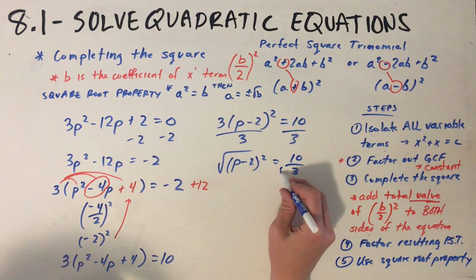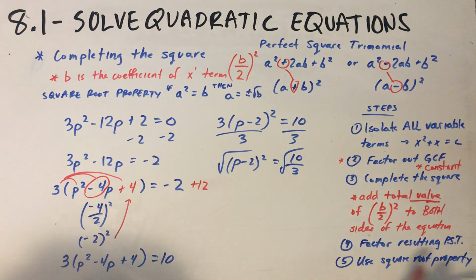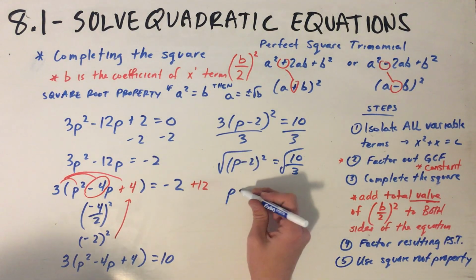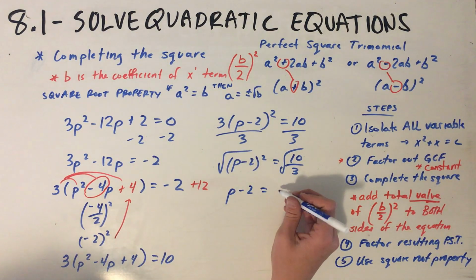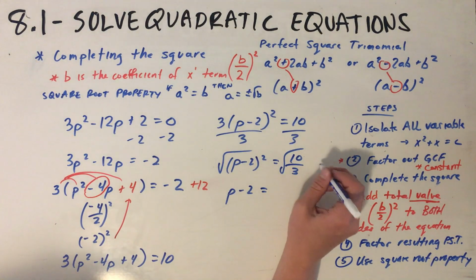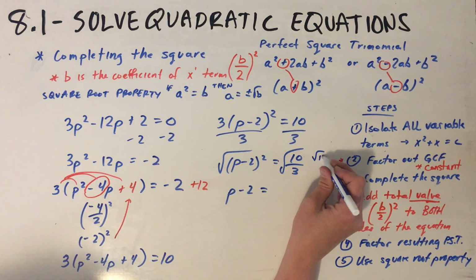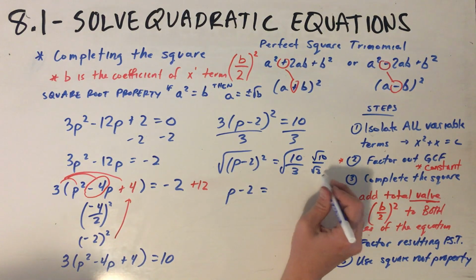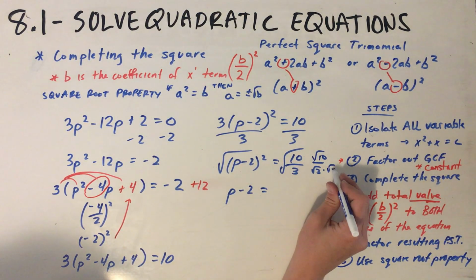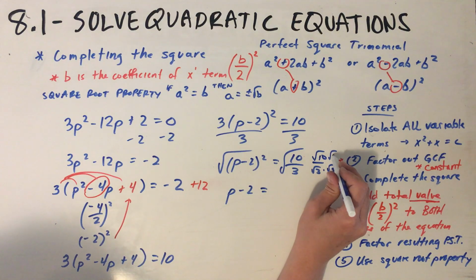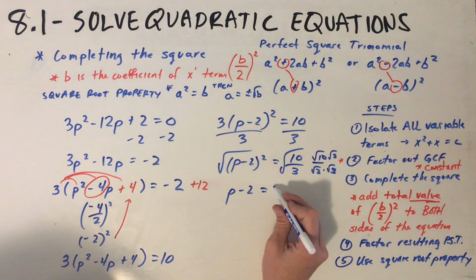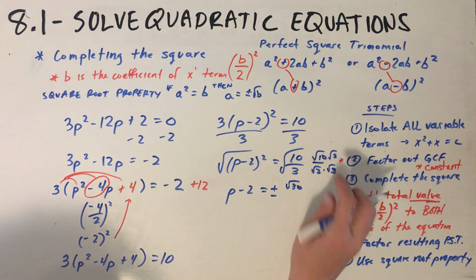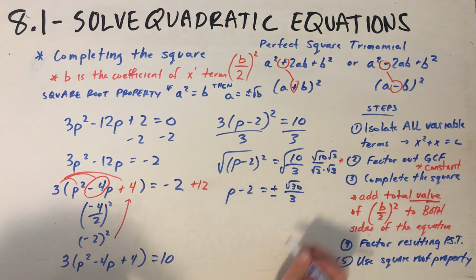Take that square root, because now I've factored the resulting perfect square trinomial, and we're going to use the square root property here. So I get p minus 2 is equal to square root of 10 over the square root of 3. Well, I need to get rid of this radical in the denominator, so I'm going to multiply both the top and the bottom by the square root of 3. So I'm going to have plus or minus square root 30 on top. You can see 10 times 3, and on the bottom just over 3.